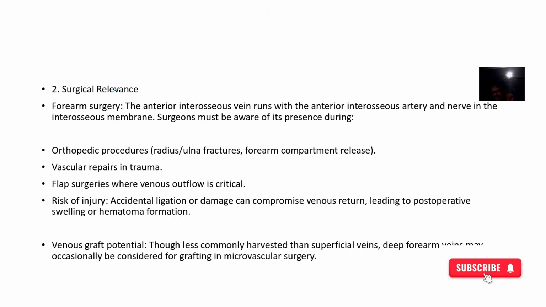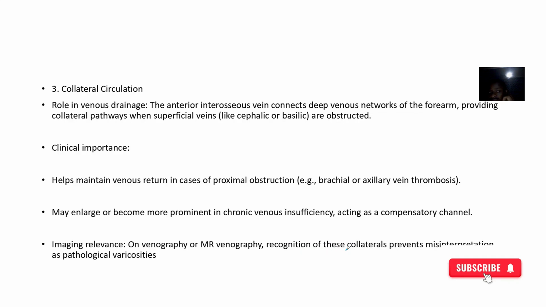So the surgical significance, the relevance, is forearm surgery. Once you are doing surgery around the forearm and around the interosseous membrane, like all those radius fractures and ulnar fractures, just know that a vein like that exists there. So there's a risk of injury during surgery, so you should know the anatomy of this vein so that you don't injure it. Okay, it can also be harvested, if you want to do some microvascular surgeries.